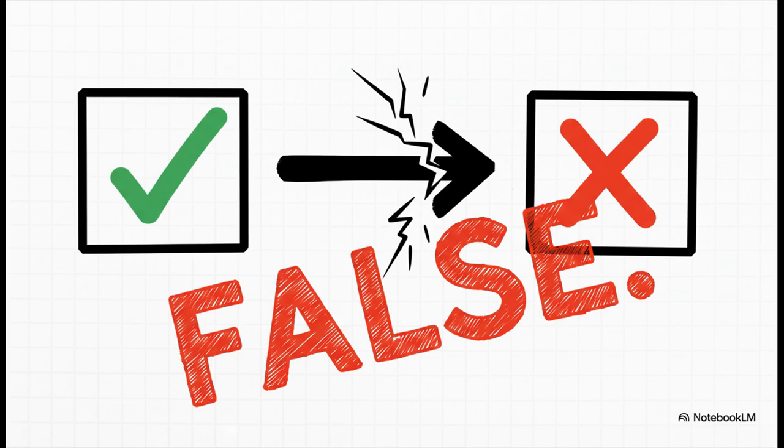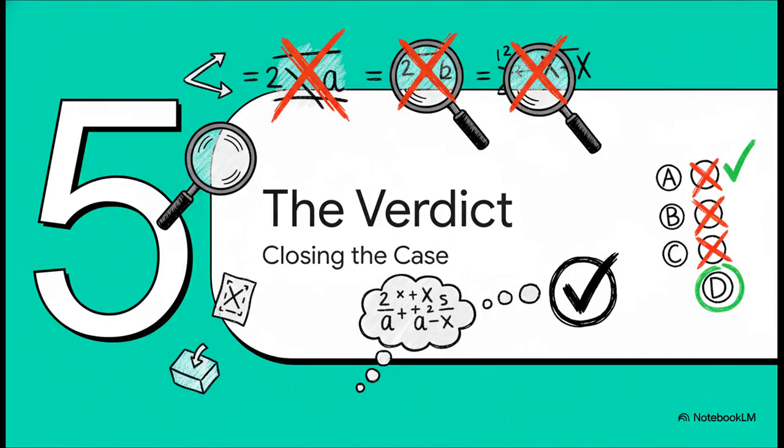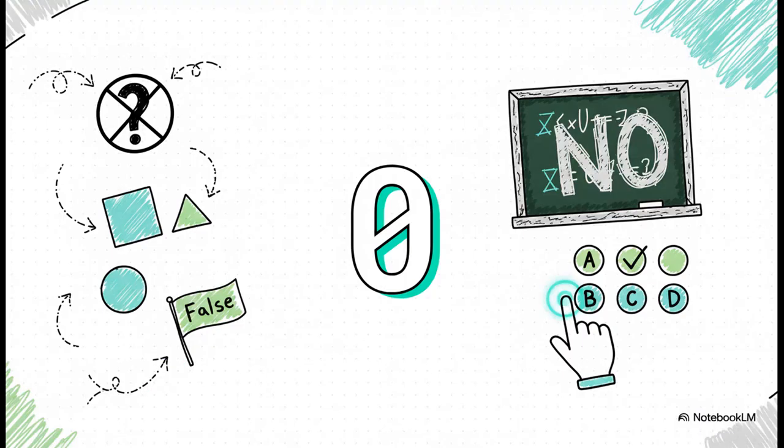We've investigated 3 claims, and all 3 have crumbled. So, after putting all 3 of these claims under the microscope, we've systematically taken them apart. We've proven that Claim A, Claim B, and Claim C are all false. And that leaves us with only one possible conclusion for our original question. So, after all that work, the grand total number of true statements is a big, round 0.